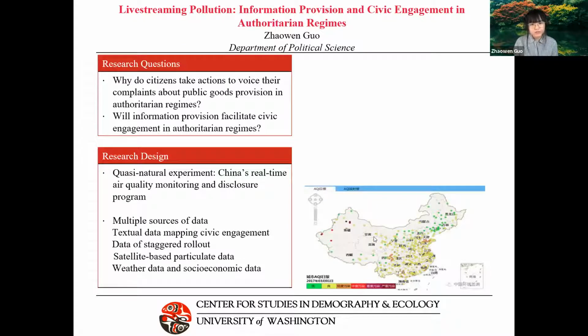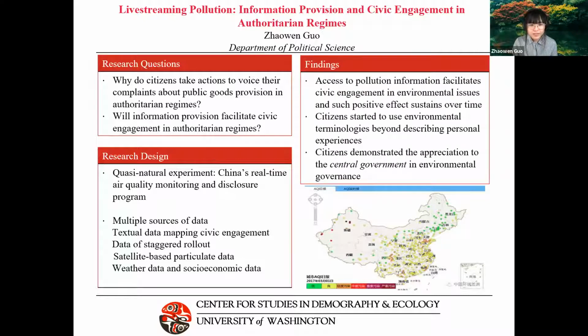Each dot here refers to a real-time air monitoring station, and the color refers to the air quality index, ranging from the worst, the purple one, to the best, the green one. Here is a quick overview of my findings. I find that access to pollution information actually facilitates civic engagement in authoritarian regimes, and in this case, China.